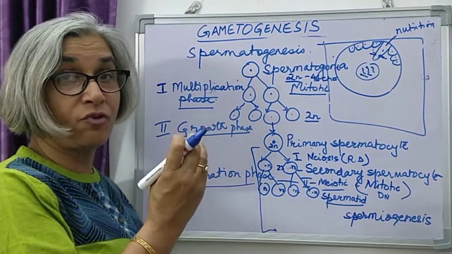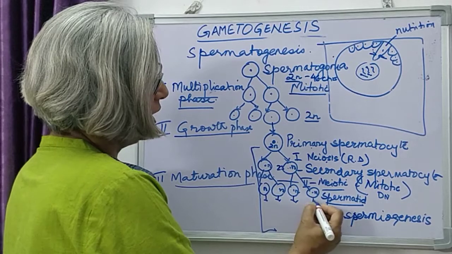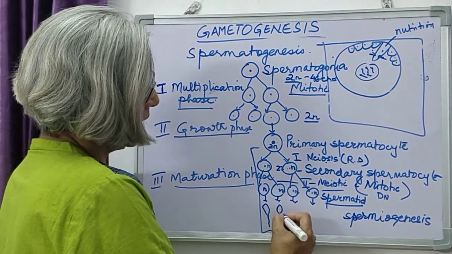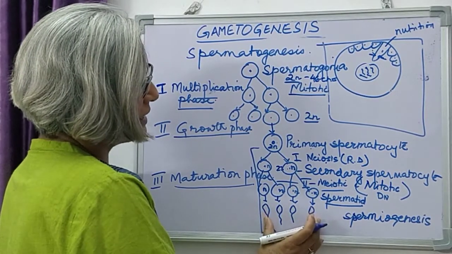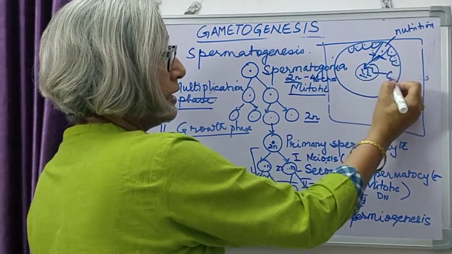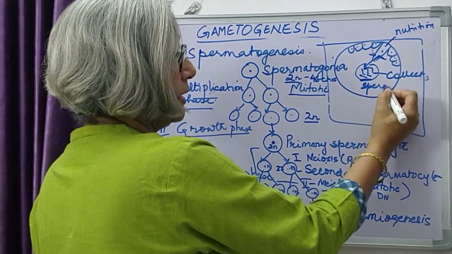The head of the sperm is formed, and a flagellated tail is formed when it is attached to the Sertoli cells. Head and tail, like this. And this is then released from the Sertoli cells and they collect in the lumen. So these are the sperms that have collected.